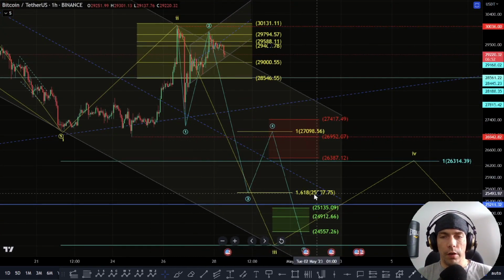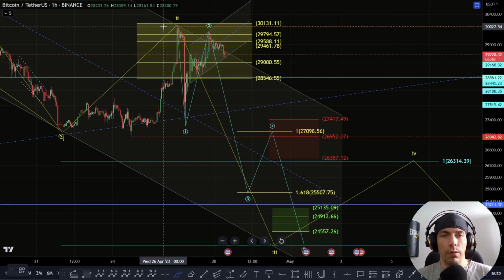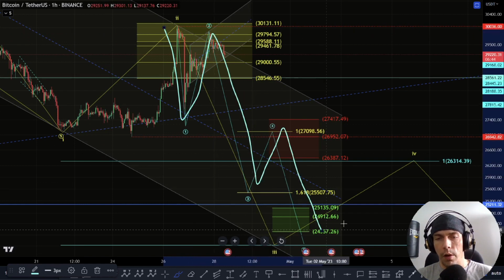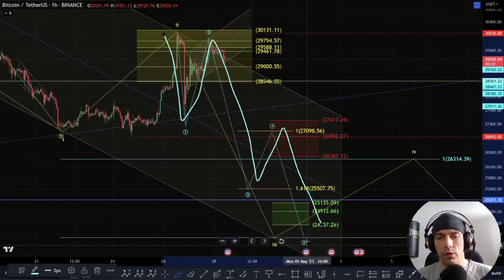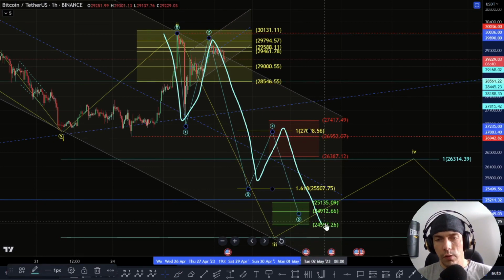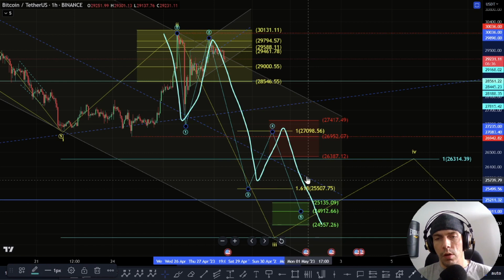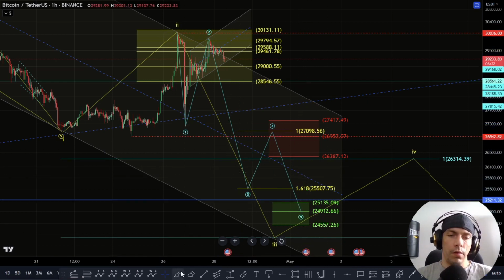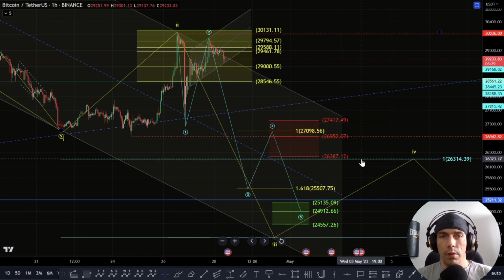So if we do actually break down in a bigger way, 25,507 is going to be the zone I'm looking for. Looking for the possibility of this as a 1, 2, 3, 4, and a 5 to the downside, which could look to bring us down towards the zone of this 25,135 zone.